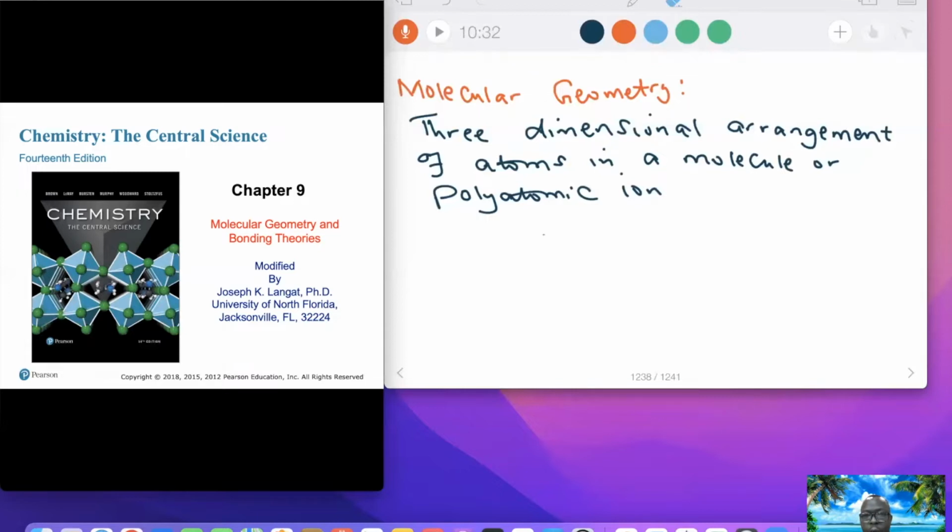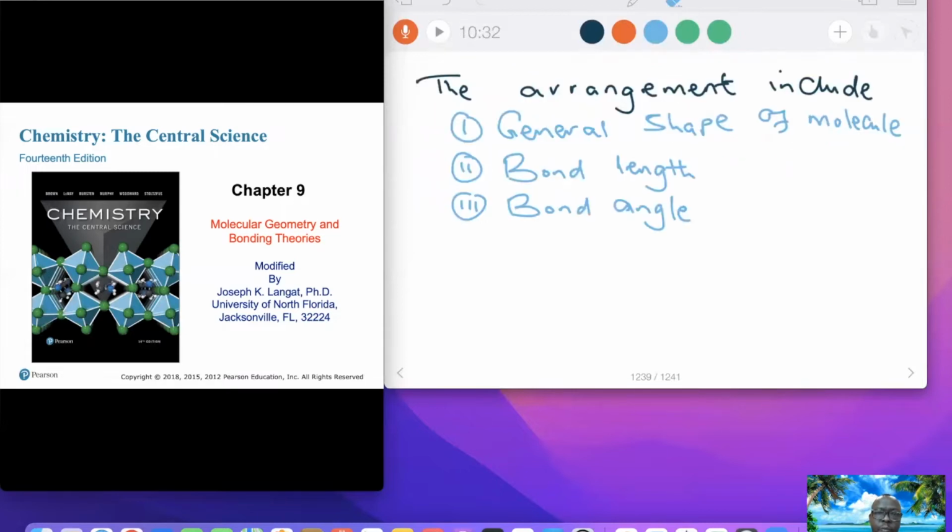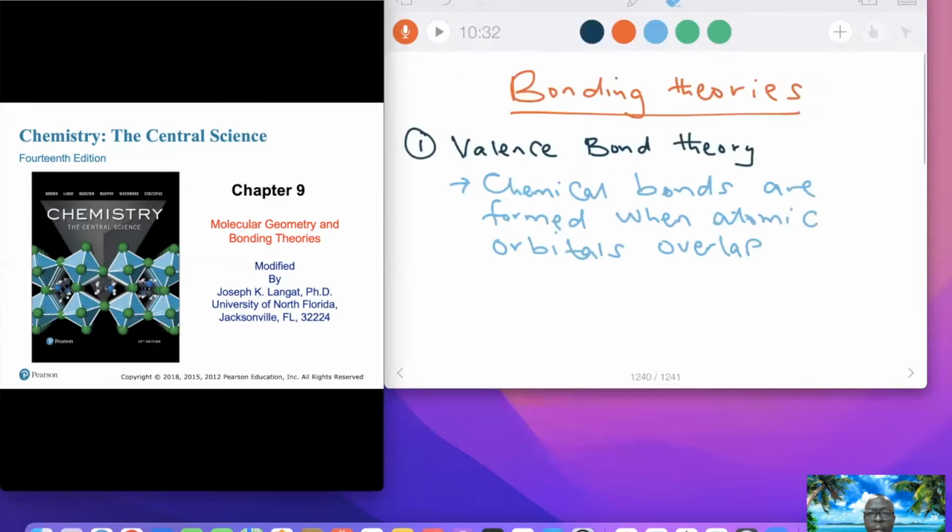Bonding theories, there are two types of bonding theories, but before that, the arrangements include general shapes of the molecules, bond length, and bond angle, okay? These three arrangements include the general shapes, bond length, and the bond angle.